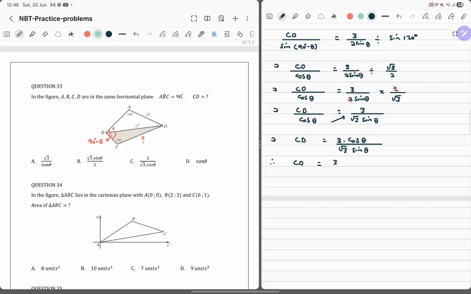Something is not right. Oh yeah. Cos over sine is a different story. Cos over sine is 1 over tan. So this is 1 over tan theta. So this is 3 over root 3.